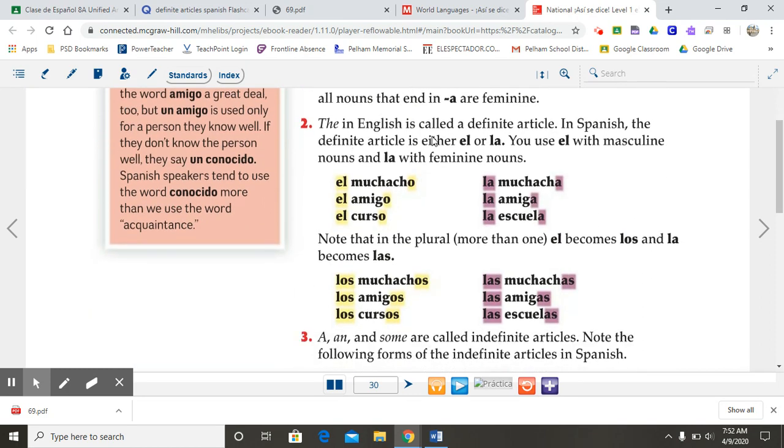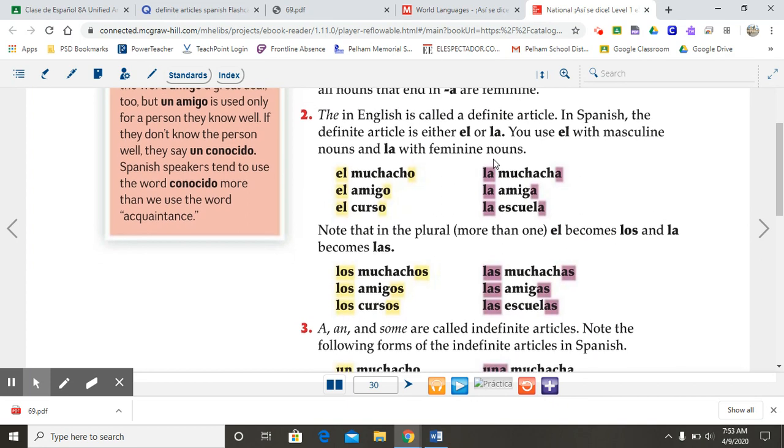The in English is called a definite article. In Spanish, the definite article is either el or la. You use el with masculine nouns and la with feminine nouns. Okay, so right away you have options for the word the. If it's a masculine word, you're going to use el. If it's a feminine word, la.